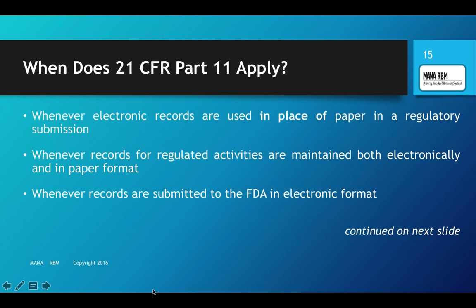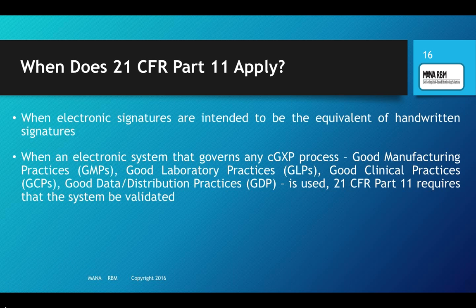So now where does it apply? As I mentioned before, whenever electronic records are used in place of paper in a regulatory submission, or for regulated activities which fall under what they call the predicate rule. So anything that you're going to submit to the FDA, if it's maintained both electronically and in paper, then 21 CFR Part 11 applies. And whenever you have records that are submitted to the FDA in electronic format, then you have to think about 21 CFR Part 11.